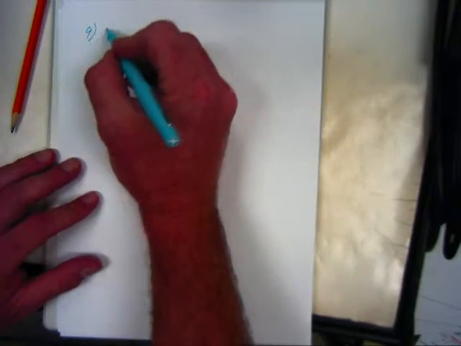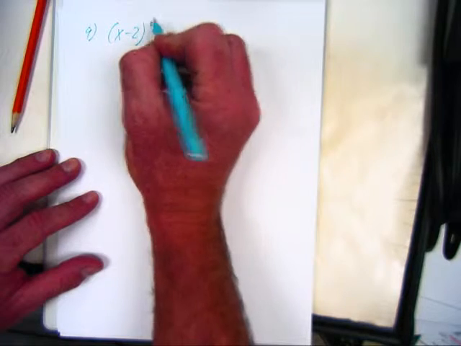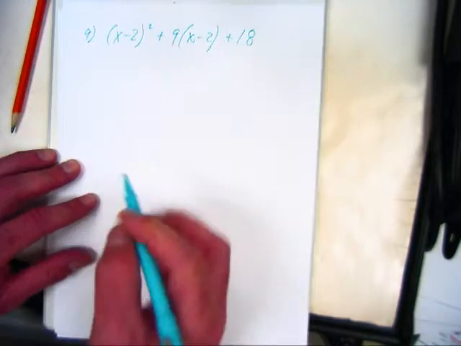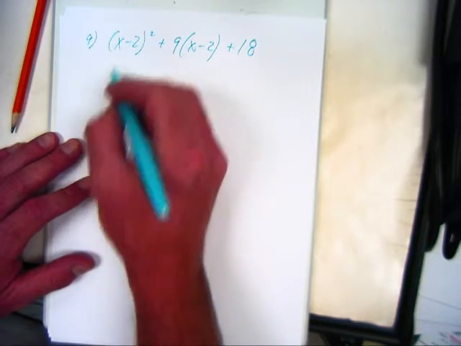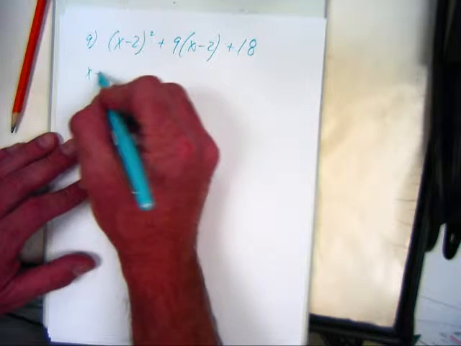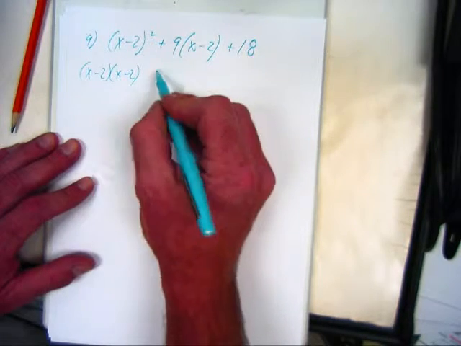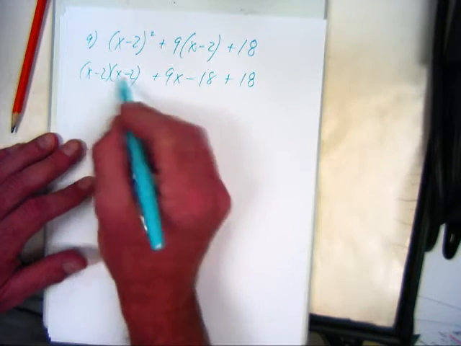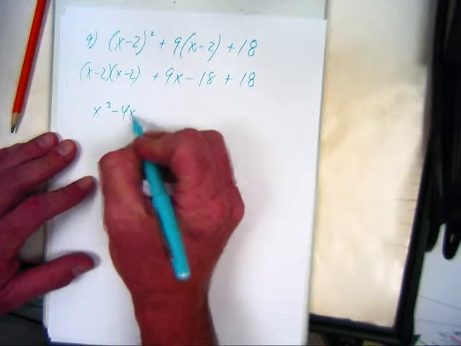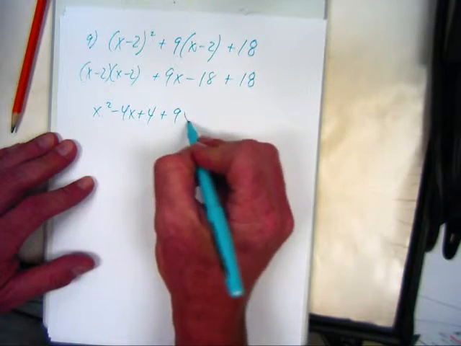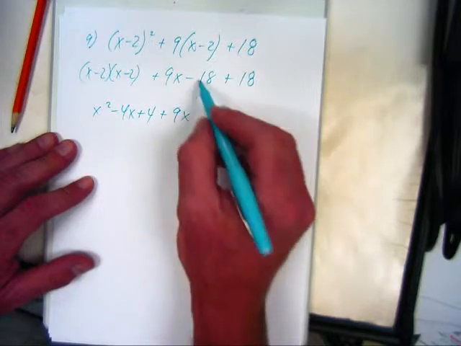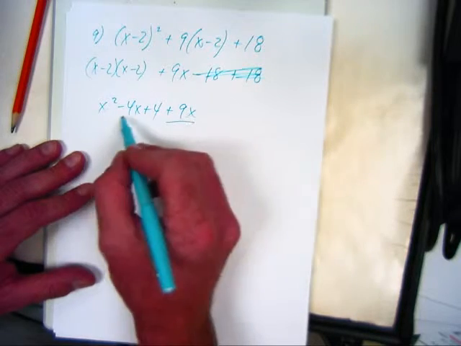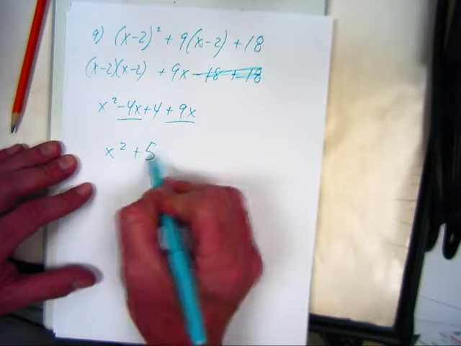If we have x minus 2 quantity squared plus 9 times the quantity of x minus 2 plus 18, this is the second way to do number 9. I can FOIL this piece to get x minus 2, x minus 2. Then I'm going to distribute this so I get 9x minus 18 plus 18. I'm going to FOIL these out to get x squared minus 4x plus 4 plus 9x, and then these cancel out. Negative 18 plus 18, like terms. So now I'm going to combine like terms here. So I get x squared plus 5x plus 4.